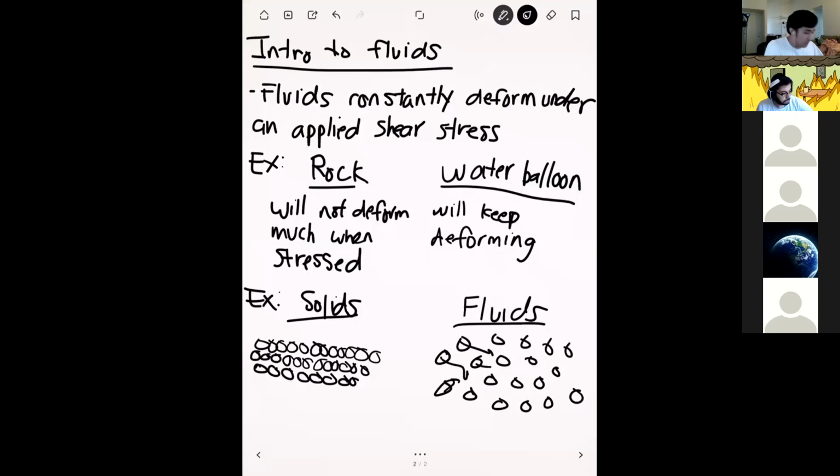Okay. So I'm going to answer a question. There's a question in the chat. Why do I say shear stress and not just stress? That's a really good question. When we're talking about fluids, a lot of times we talk about shear stress because that's what actually puts the fluid's molecules in motion relative to each other.